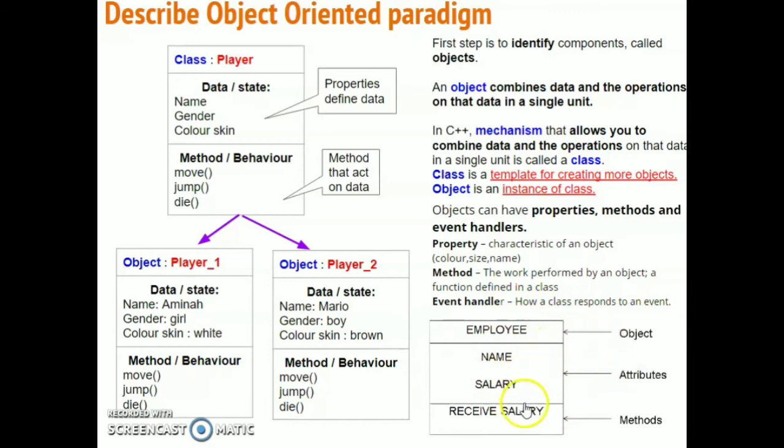Another example of an object created from the class Employee: you can create employee 1 that has a name, salary, and then a method on that object combined together with data, which is receive salary.